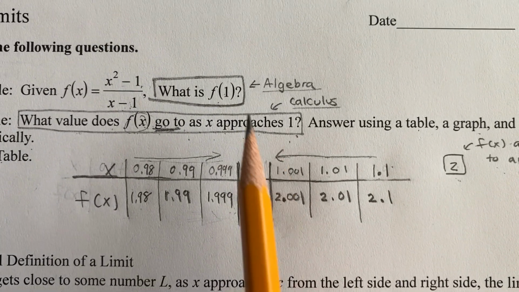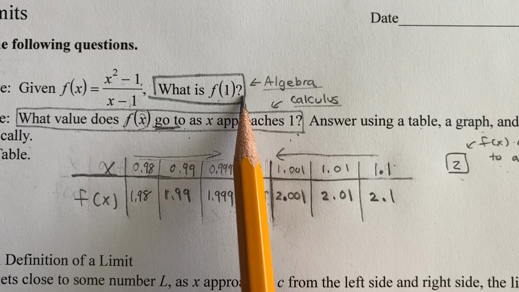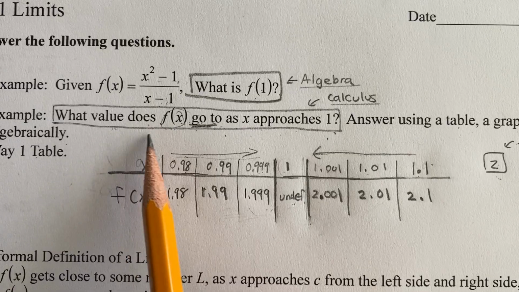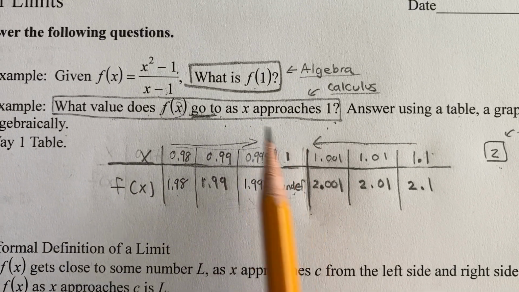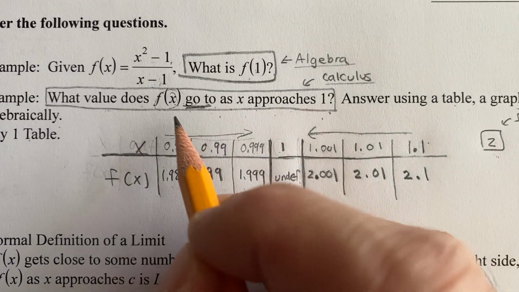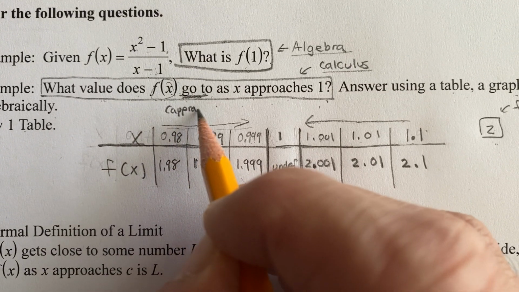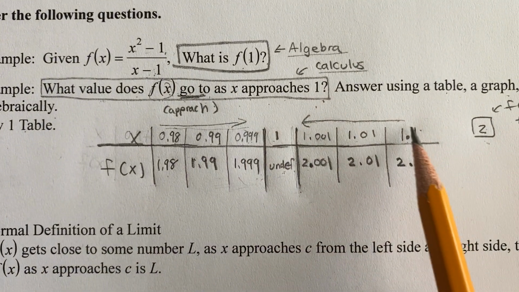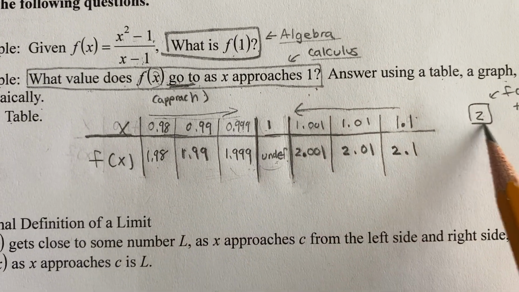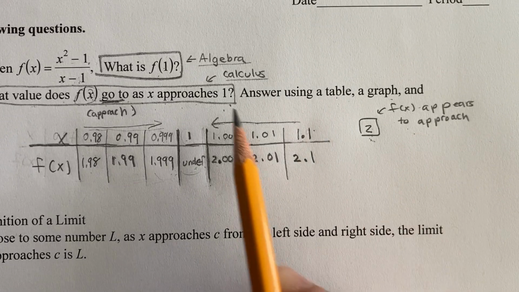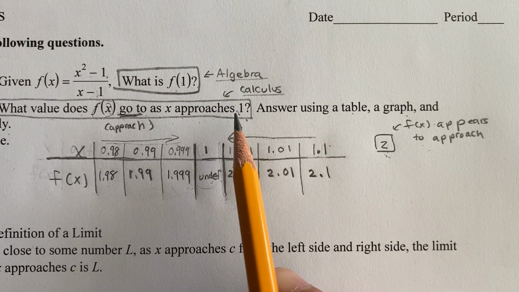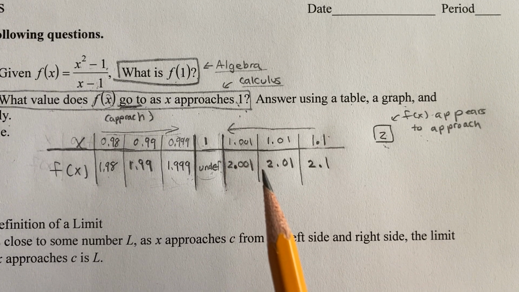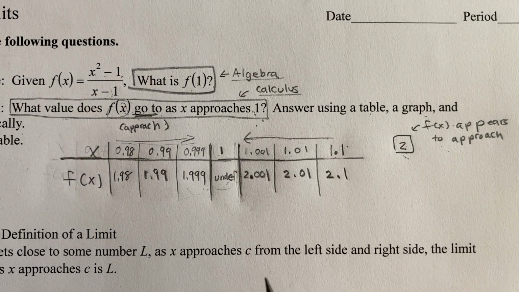And so this first question is basically an algebraic question: evaluate f of 1. This second question, which seems kind of weird to some of you the first time, is: what value does f of x go to, or you can use the word approach, as x approaches 1? X is approaching 1 from the left and from the right. The y value looks like it's getting closer to 2. And that is really a calculus question. The first time you see and hear it, it seems kind of weird, but it's not too bad, as you'll see in this lesson.